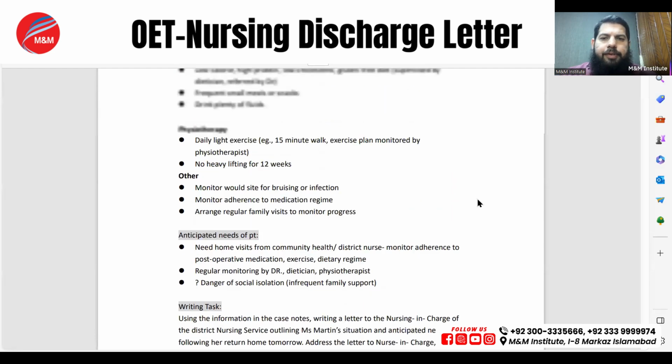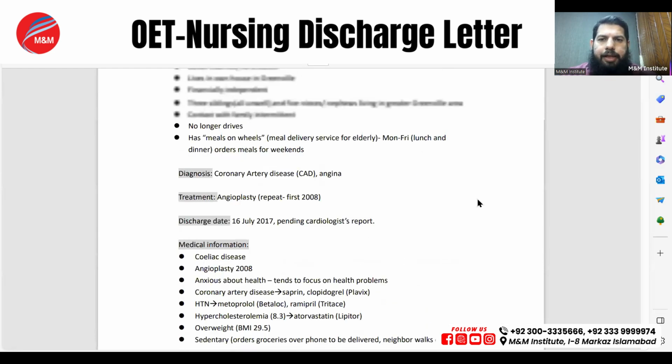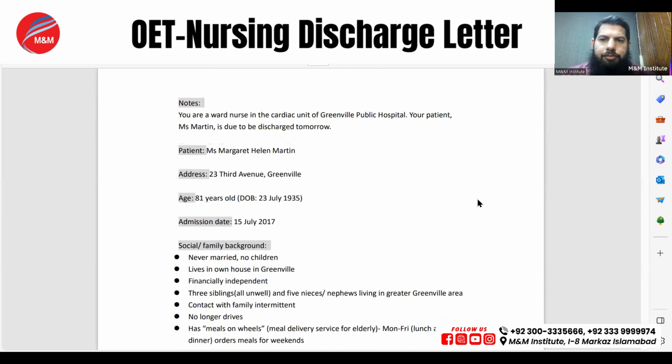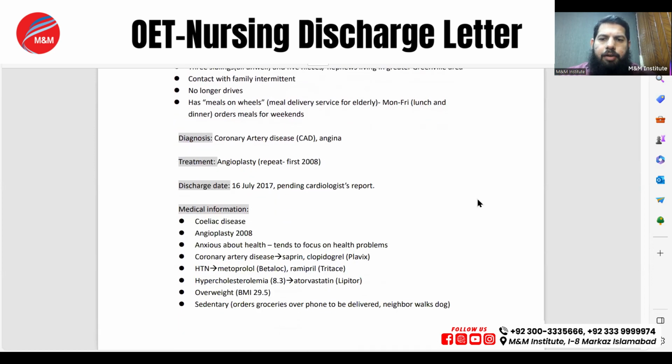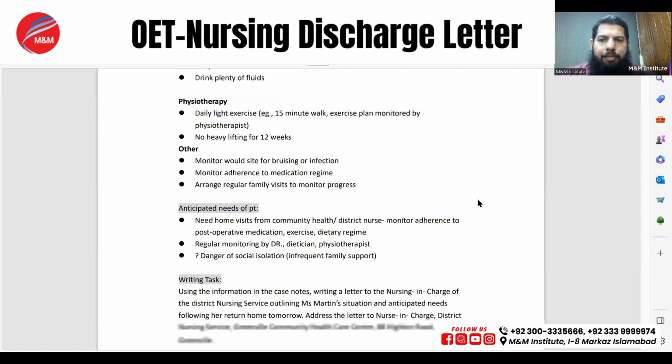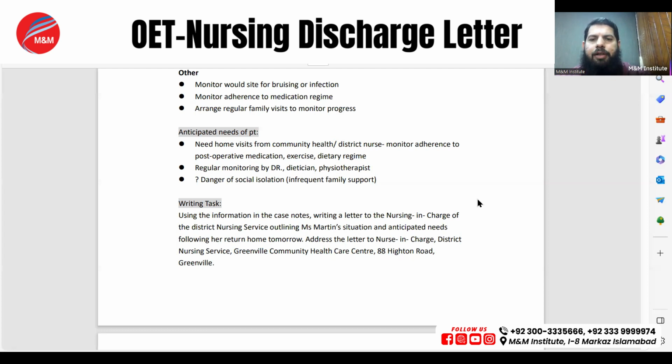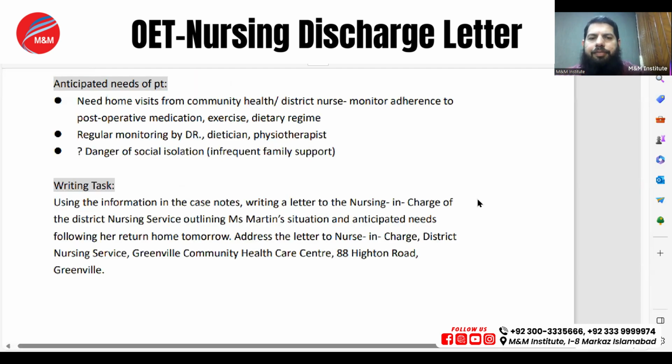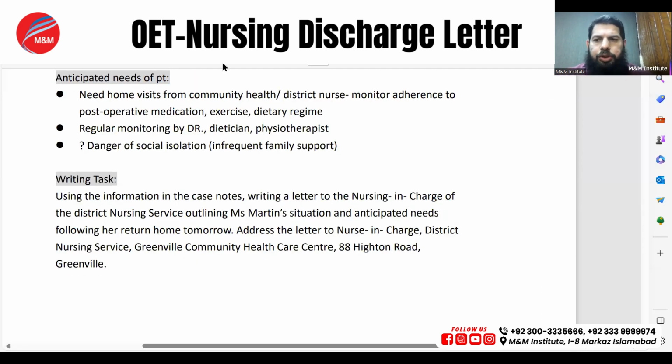You will receive case notes like that in the real exam. This will be the first page, right? And maybe this will be the second page. So in the real exam, whenever you have the case notes, you should go to this part.